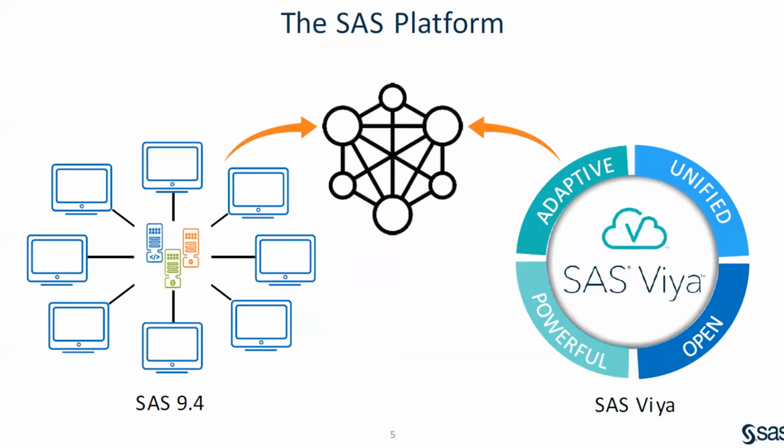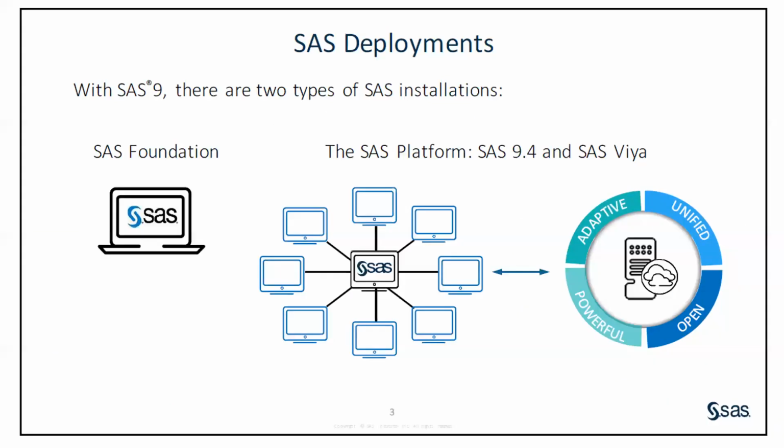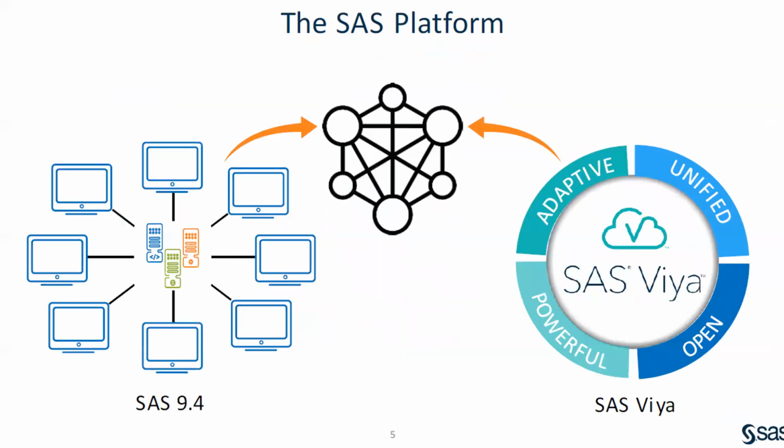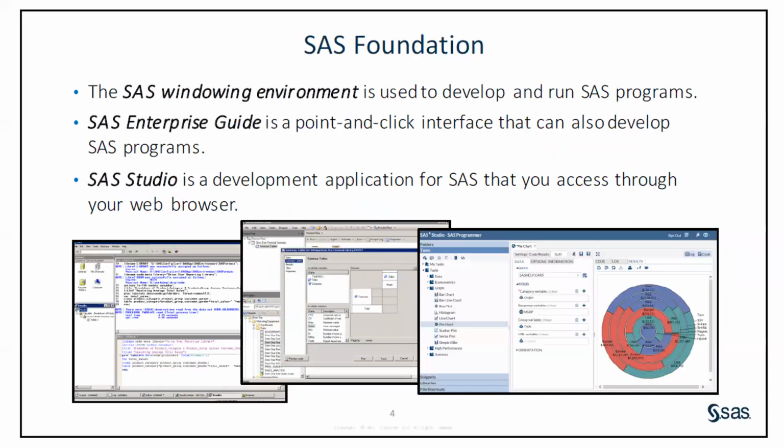SaaS platform is just now I told you. First is the foundation. Foundation is the base SaaS. Base SaaS, SaaS Studio, Enterprise Guide, all this comes in the foundation. Then platform is two parts. SaaS 9.4, it's an intelligence platform. This is called a SaaS VR. Then let's see what is the SaaS foundation. As I told you, there are three types of SaaS foundation tools.